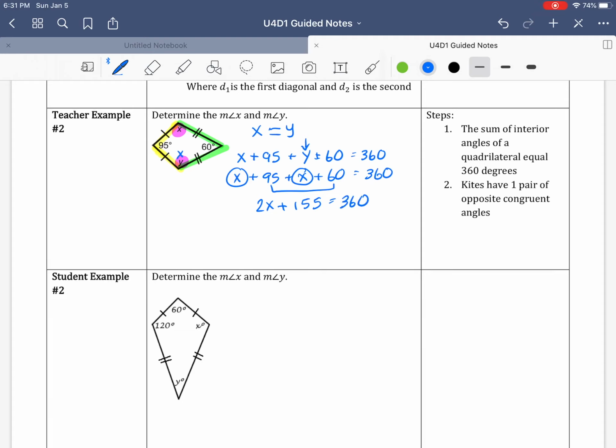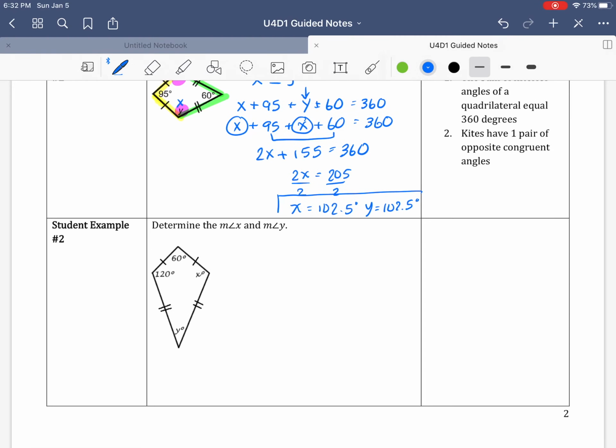Now I'm going to subtract 155 from 360. And I get 205. And then I will divide, and x equals 102.5. And since I know that x is equal to y, I also know that y will equal 102.5 degrees. And that's my answer. So take a little bit of time and try student example number 2.